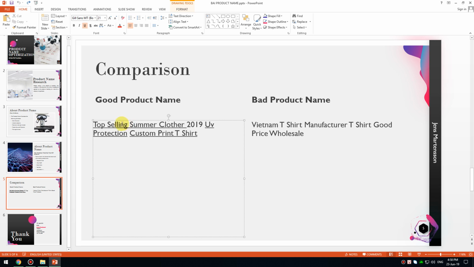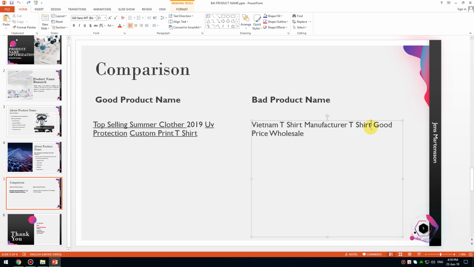Also it has attractive keywords like top selling, and it also uses sub keywords, summer clothes, and the product feature, UV protection. As for this product name, they repeat keywords as I mentioned to you earlier. They use t-shirt 2 times. It will affect the ranking a lot.